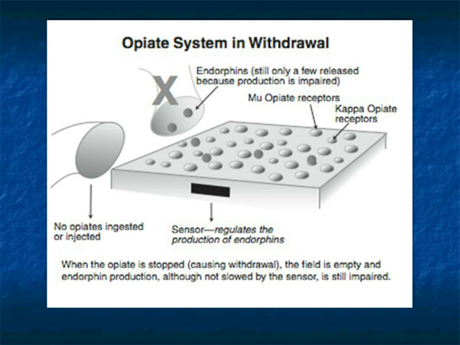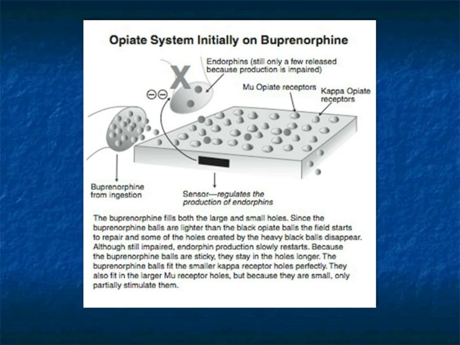The next thing that happens in this is that we start someone on buprenorphine. So what happens is, you can see on the left, that's the buprenorphine, the little balls. It's just the way I drew them. And basically it fills all the receptors, and it can make you feel very good. It's very good for the kappa. They're not very heavy.